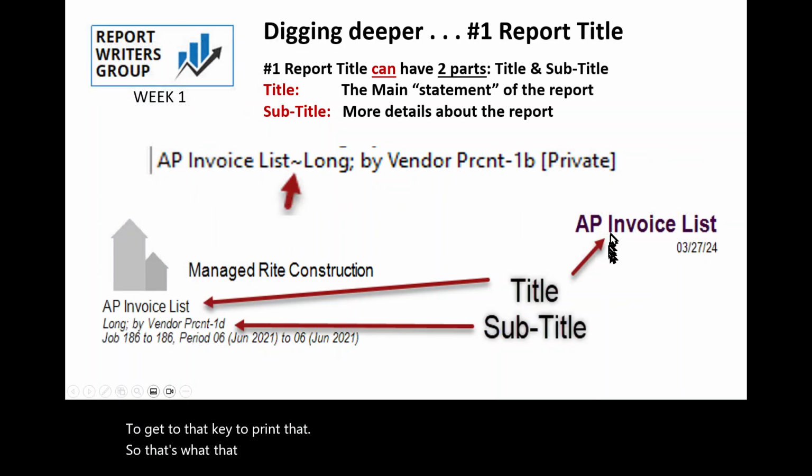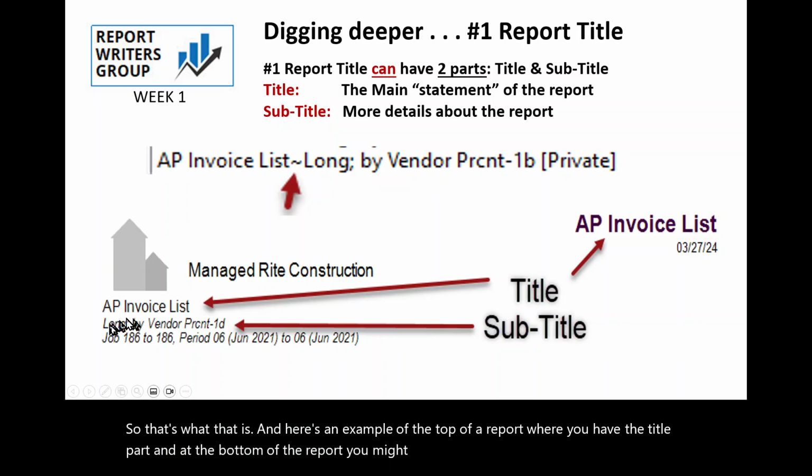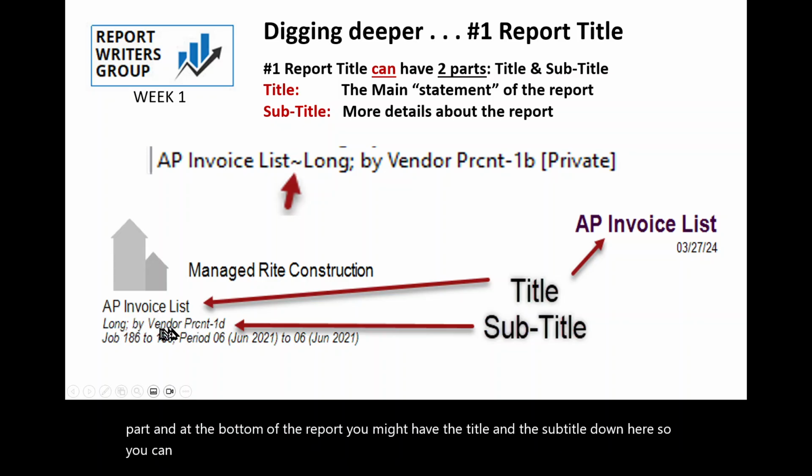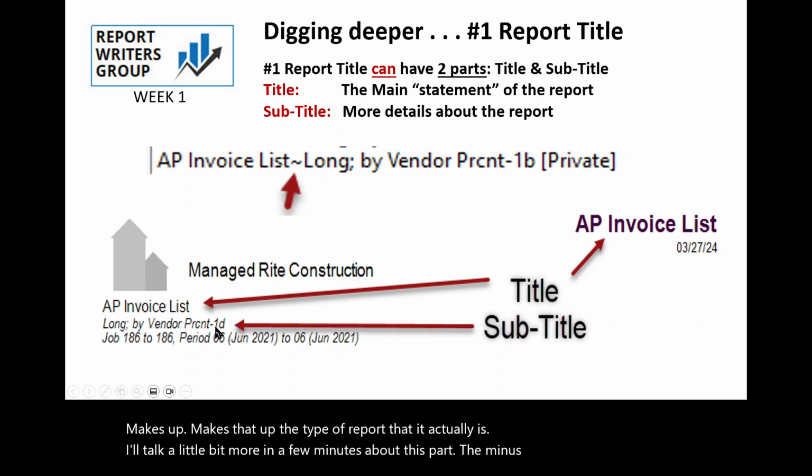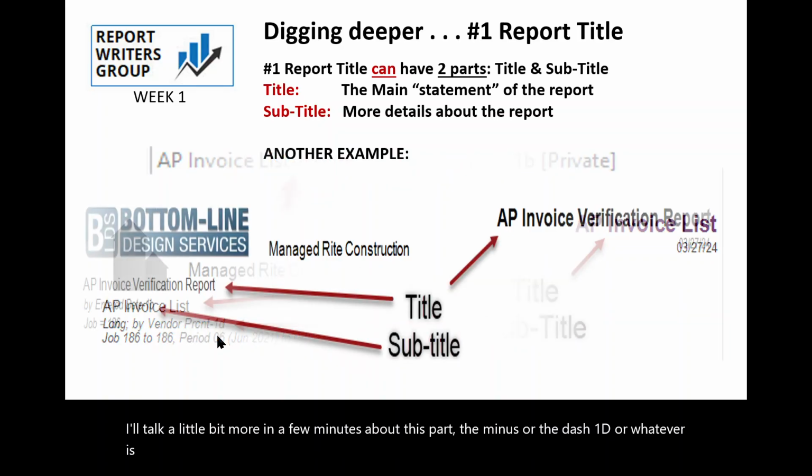And here's an example of the top of a report where you have the title part, and at the bottom of the report you might have the title and the subtitle down here, so you can see what makes up the type of report that it actually is. I'll talk a little bit more in a few minutes about this part, the minus or the dash 1D or whatever is there. We'll get to that.